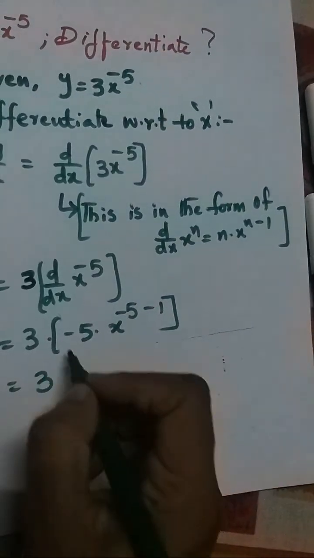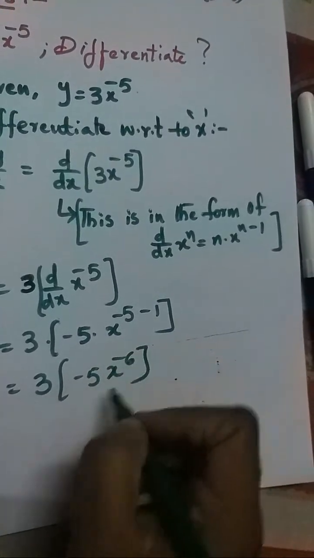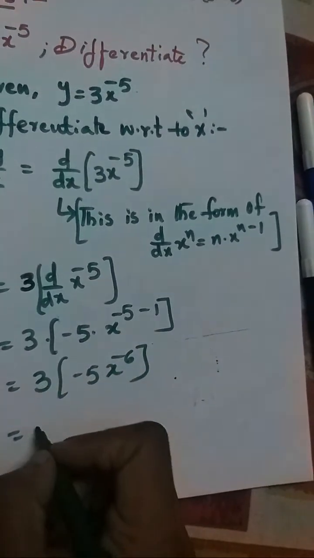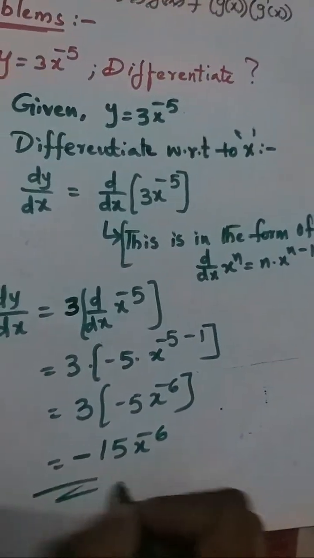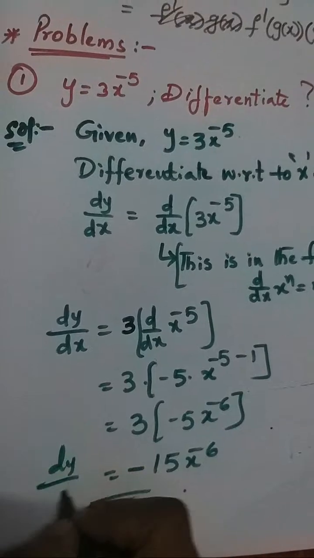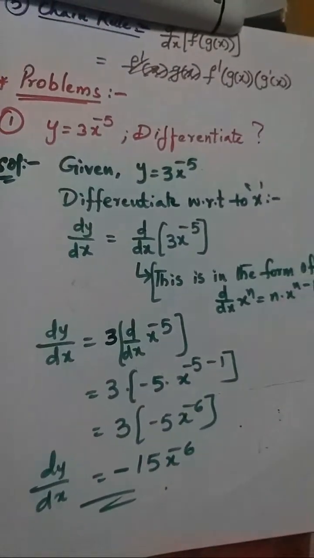So what will you get? Minus 5 as it is, x power minus 6. Here minus into plus, minus 3 fives are 15. x power minus 6 is the value of dy by dx. After differentiation we get the value like this.